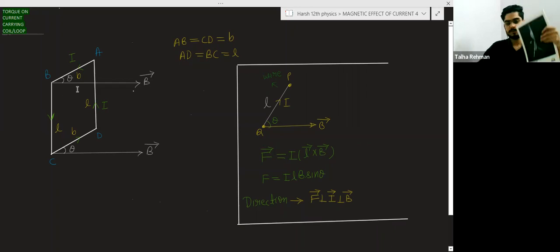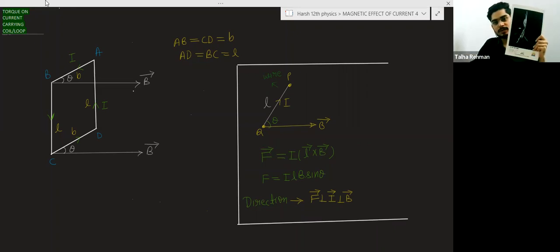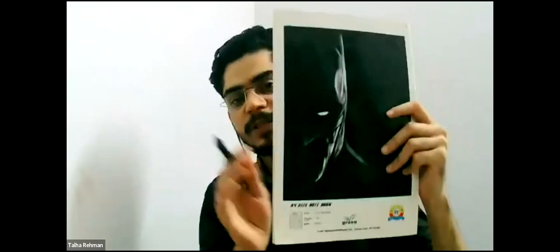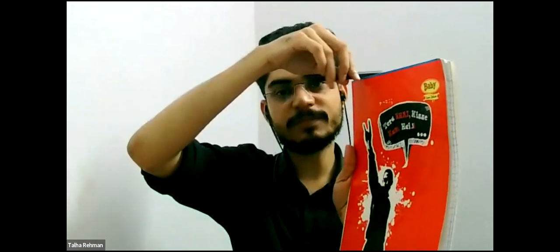See what is happening here. Suppose this is your rectangular coil, and in this rectangular coil the current is there. The magnetic field is along the x-axis, and your coil is placed like this, with some angle. This is the plane of the coil, and this plane of the coil is making some angle with the magnetic field. So our magnetic field is along the x-axis, and the plane of the coil is like this. See this angle. Try to imagine.